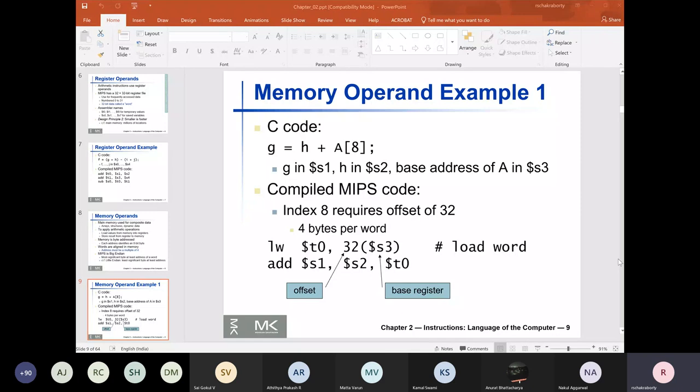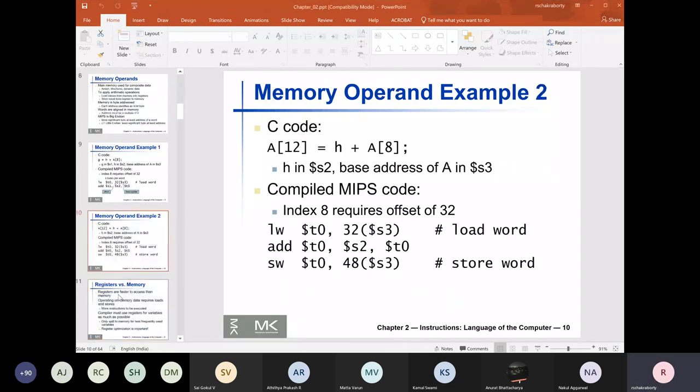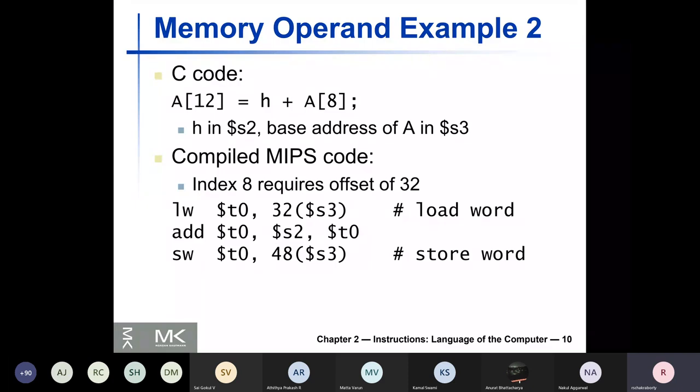Fine. The next example in memory is a combination of load and store. Okay, so this is more interesting. Here now you have the destination also to be another array location. Destination is not a scalar variable. Okay, I mean it is a scalar variable, but it's inside an array. So in that case, you need something called an SW instruction or store word instruction to perform the store.